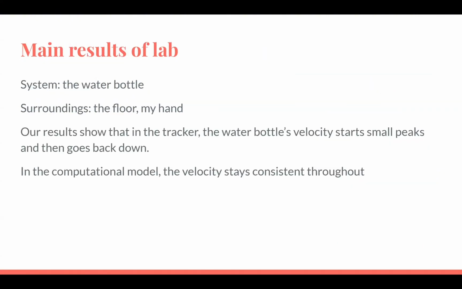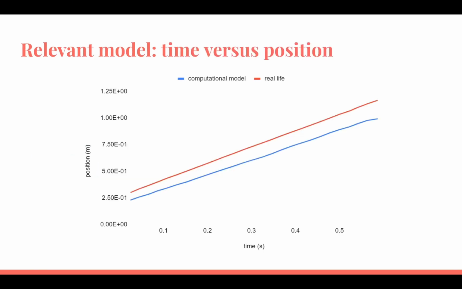So the results of this lab showed that in the real video, or the tracker, the water bottle's velocity changes. It starts small, peaks, and then goes back down a little bit and eventually stops. While in the computational model, the velocity stays consistent throughout. And this is once again because in real life, there are external forces such as friction, which causes the net force to be non-zero, thus making the velocity change.